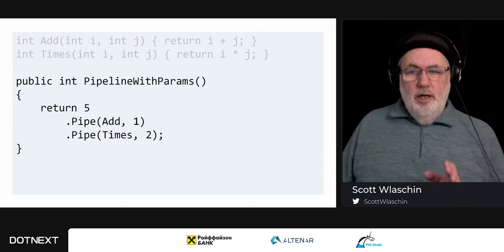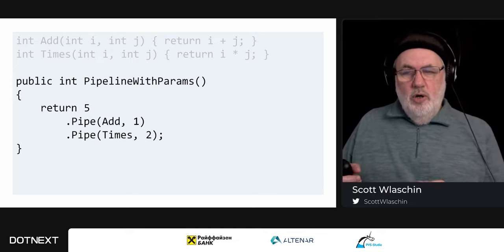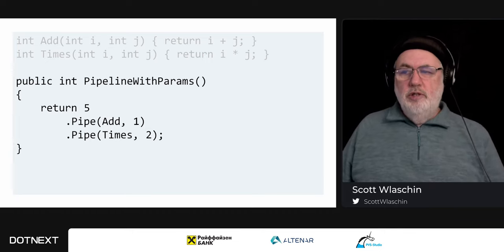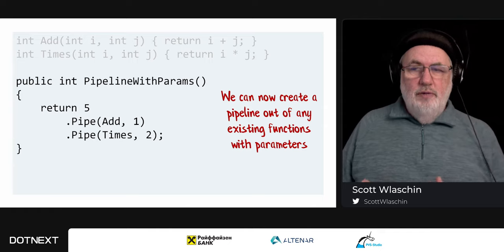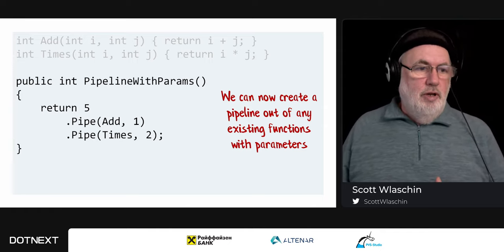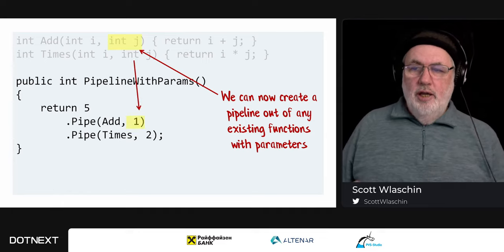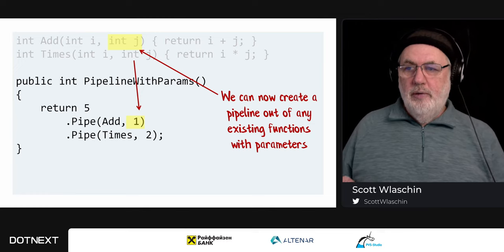So if I have this additional pipe extension, I can then write my code like this. I can say pipe into add one, and pipe into times two. So I can actually get all the benefit of a multi-parameter function still with this pipeline approach. So now we really can work with any existing function and feed it through the pipeline. So that's really, really nice. So there it is. There's my extra parameter. And there it is. I'm passing that extra parameter in to the pipe operation.